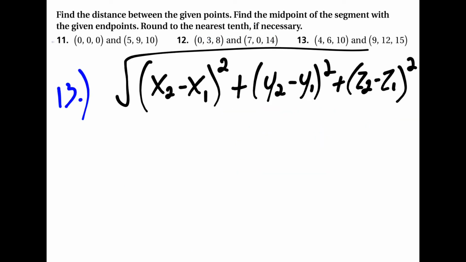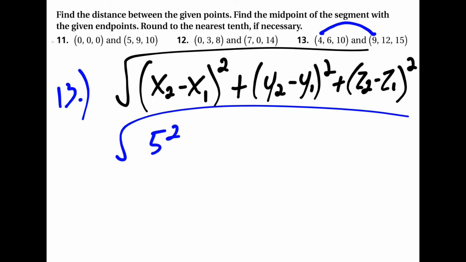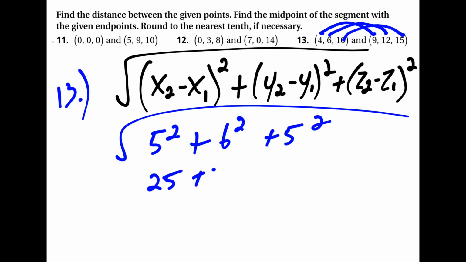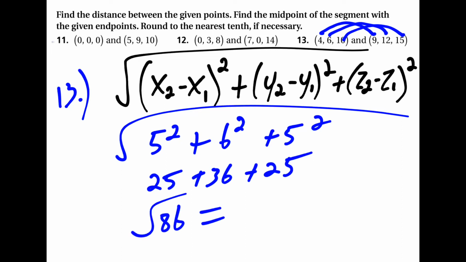For 13, second minus the first, so 9 minus 4 is 5 squared. 12 minus 6 is 6 squared. 15 minus 10 is 5 squared. So 25 plus 36 plus 25 gives me 86. To the nearest tenth, I'm looking at 9.3.